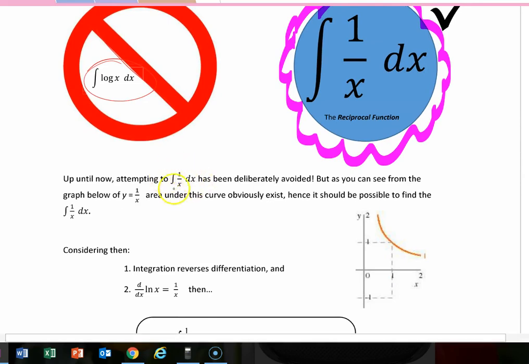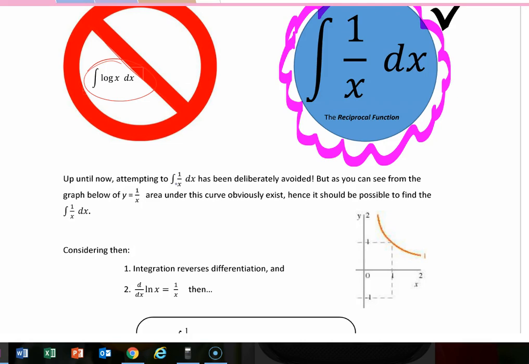Up until now, it's been avoided. You've done other fractions, but not this exact fraction, because the only rule you previously had was to add 1 to the index, divide by the new index. That would be giving you an index of 0, and dividing by 0 creates an error. So you can't integrate this 1 on x using the previous rule.